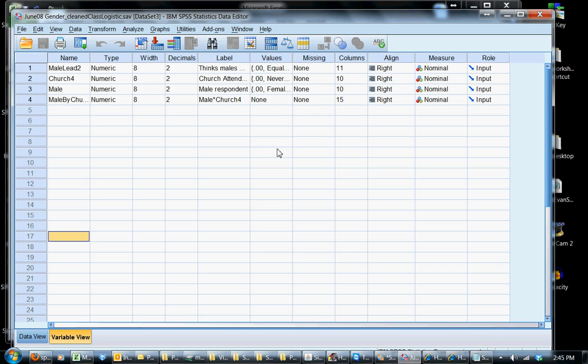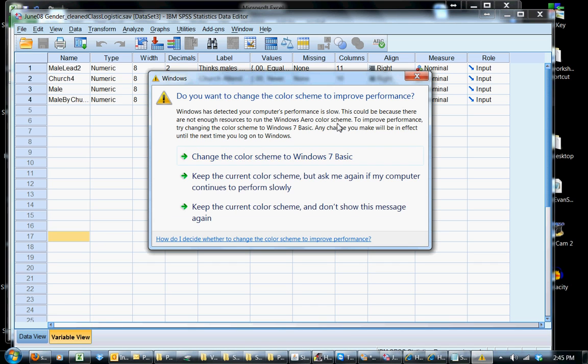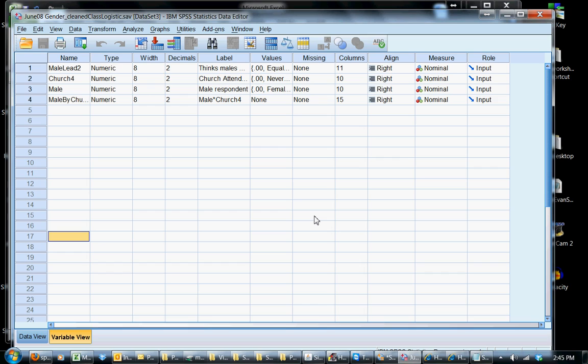The example that I've been talking through on the other screencasts for this SPSS module deals with a data set that I am using in some of my own research to predict the likelihood, or the probability, that someone will think that, generally speaking, men make better political leaders. And I've erased almost all of the other variables in the data set so that we can concentrate just on these four.